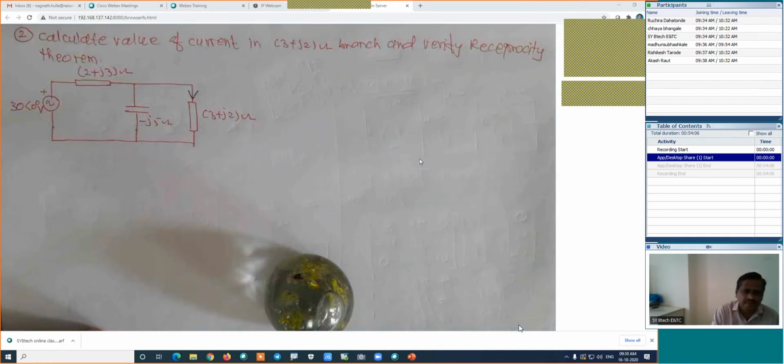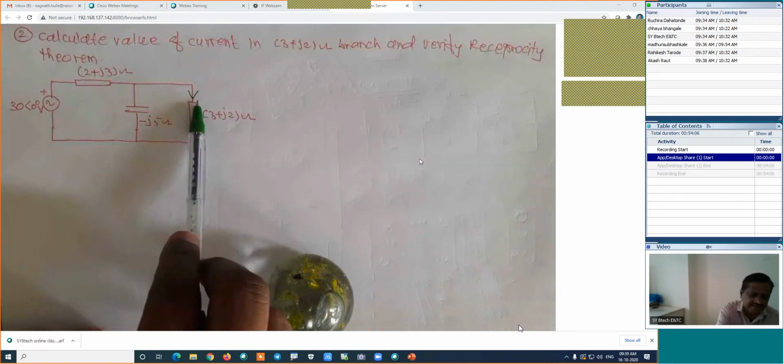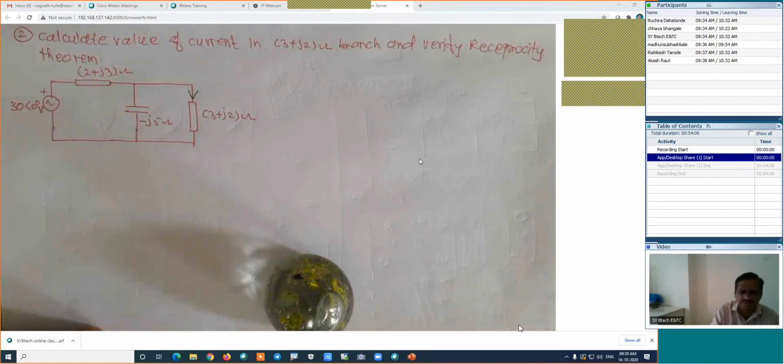And then we want to verify the reciprocity theorem, which means we have to shift the source here and calculate the current at this particular point, and we have to verify both values. Is it right? So in this case, use any method for the calculation of the current.